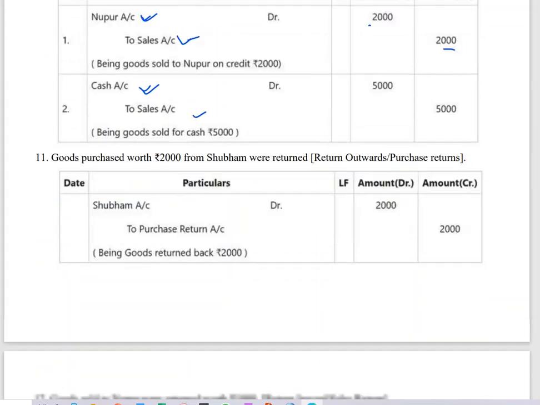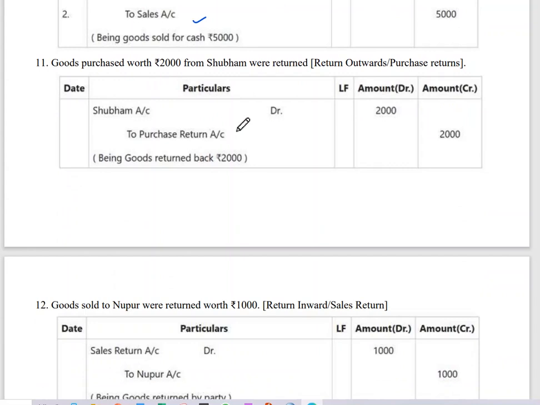Next transaction, goods purchased worth rupees 2000 from Shubham were returned. Here, see, this is a twist in the business. What happened? Goods were purchased from Shubham worth rupees 2000, but what we purchased is now being returned back to him for some reason. When we return goods, we call it return outwards or purchase returns account.